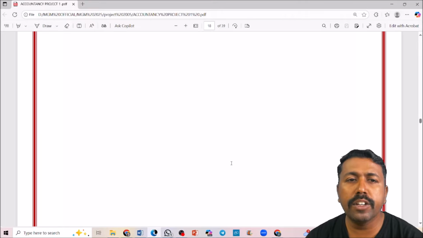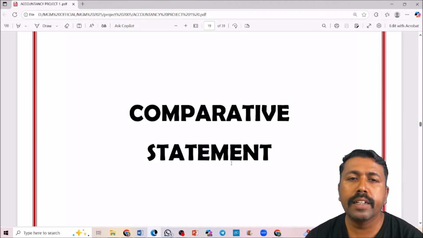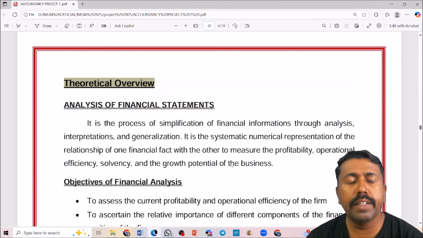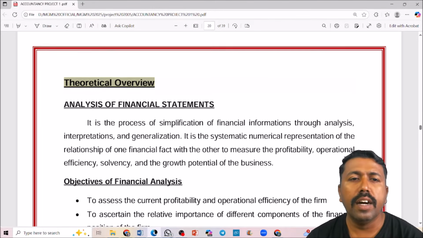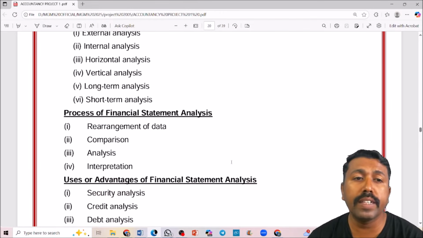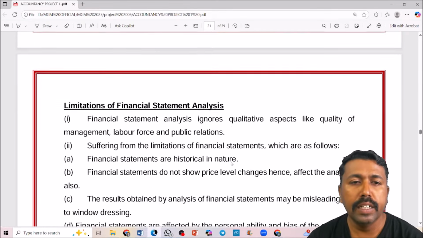That is the area, and you can frame some diagrams also if it is possible. And for the comparative statement, here I took the same company's balance sheet and statement of P&L. You can Google it and search for analysis of financial statement, objectives of financial analysis, the tools we can use, the process of financial statement analysis. All these theoretical parts will increase the number of pages of our project.